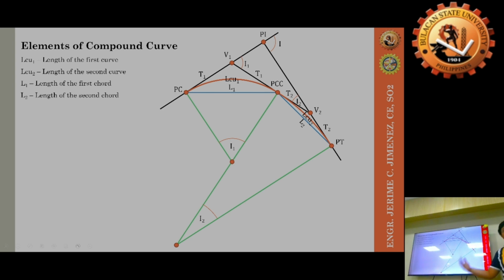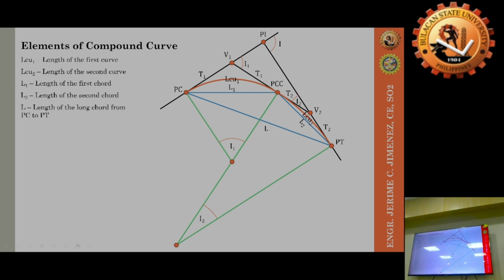Okay? Based on the definition natin ng simple curvature, when we say long chord, ang long chord is the distance or a line from PC to PT. So ngayon, ito pa lang yung magiging long chord natin. Okay? So denote natin siya as L. So L is the length of the long chord from PC to PT. Nakasunod?